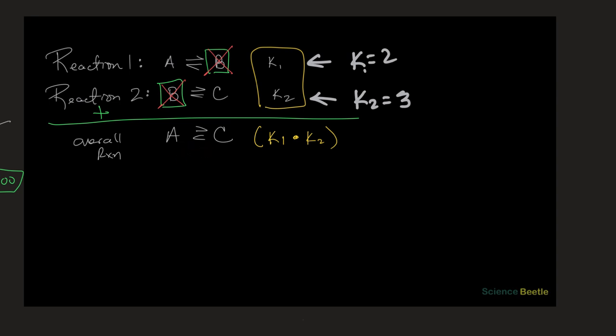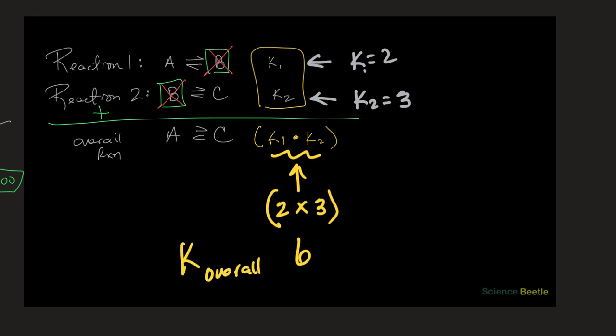So what's going to happen is I'm going to take the K1, which is a 2. I'm going to multiply that times the 3, and that will give me a 6 value overall. So the K overall is equal to 6. And so that would be the way we calculate that.